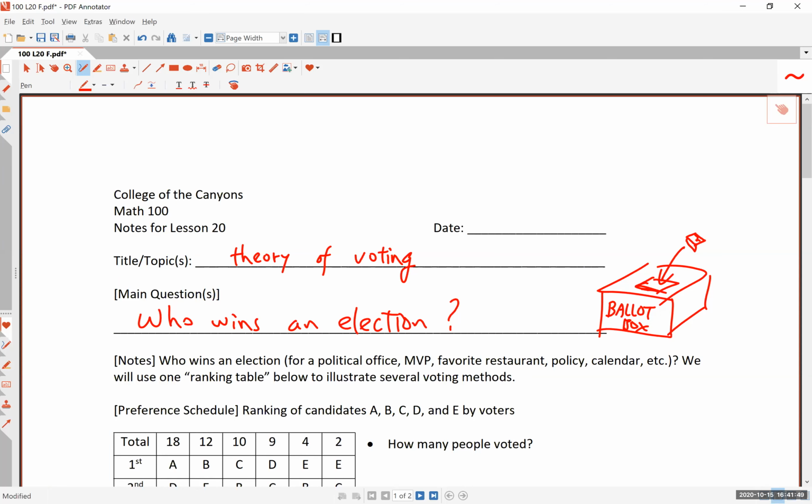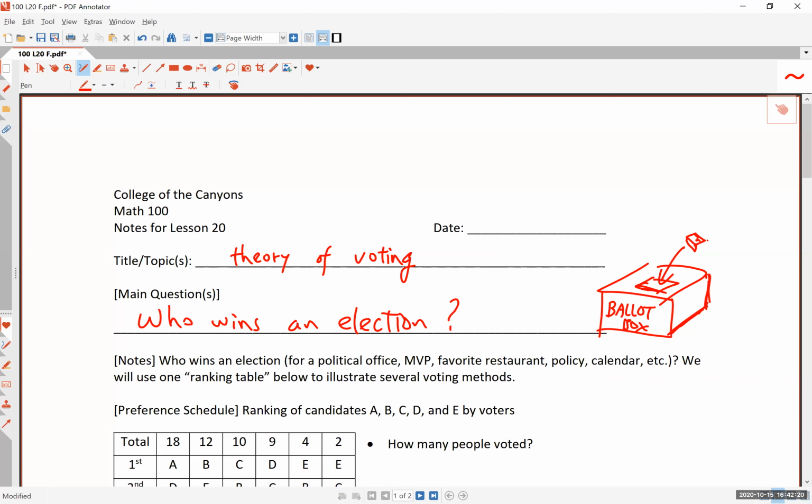Okay, so lesson number 20 is on the theory of voting. The main question is who wins an election? All right, so you have a ballot box. Now, you may think this is simple. Whoever gets the most votes wins, okay? And that happens to be one method of declaring the winner. This is pretty much traditionally what happens in our society, right? Not always, because in your workplace or in your organization, maybe you decide to use another method of voting.